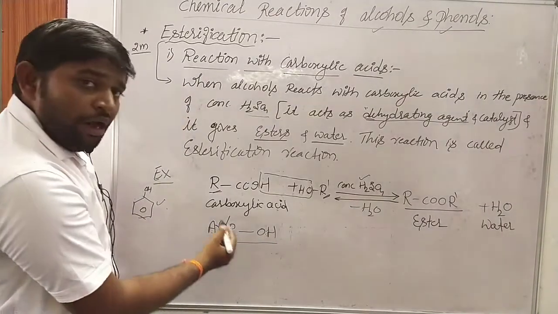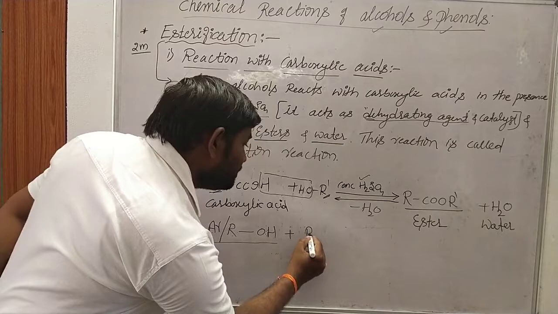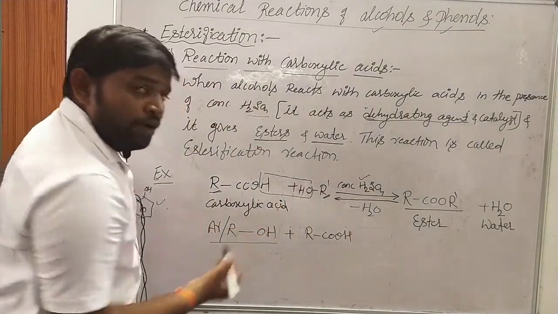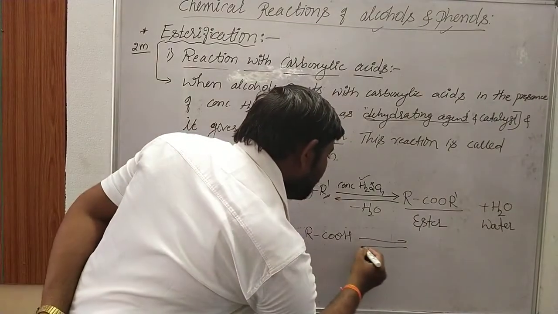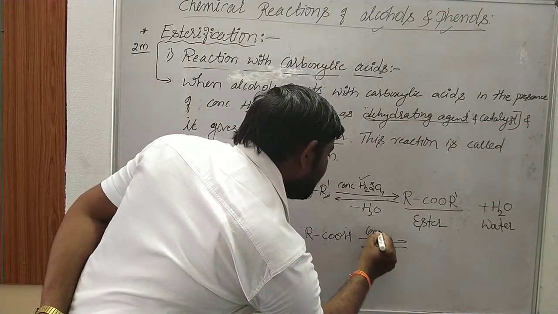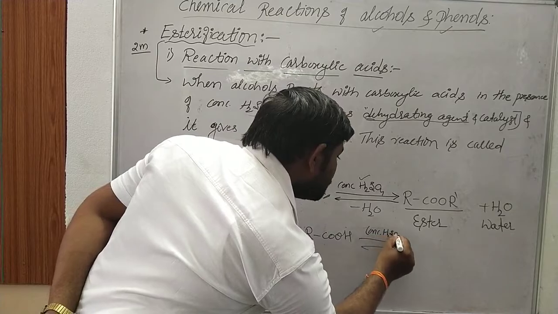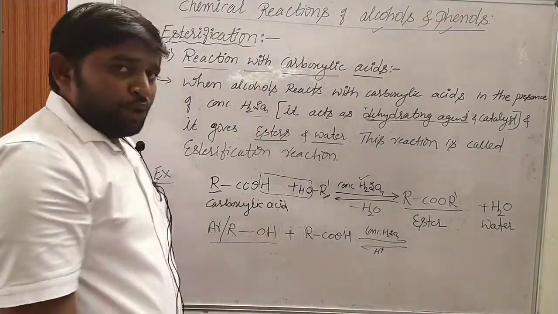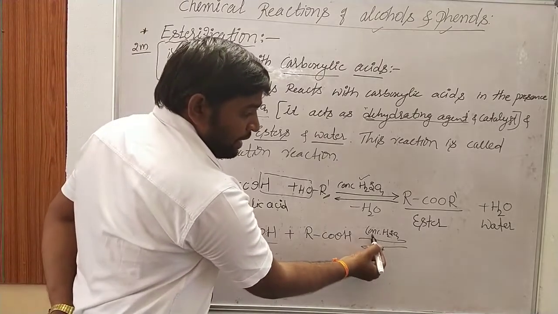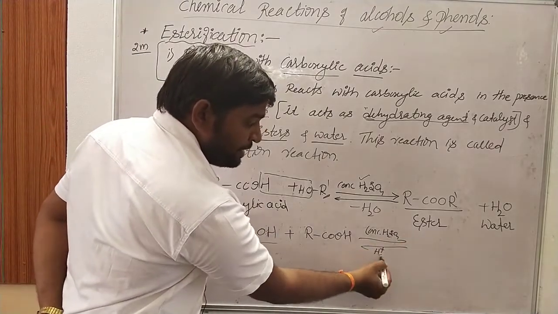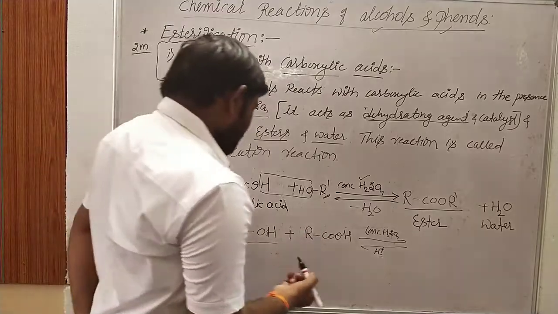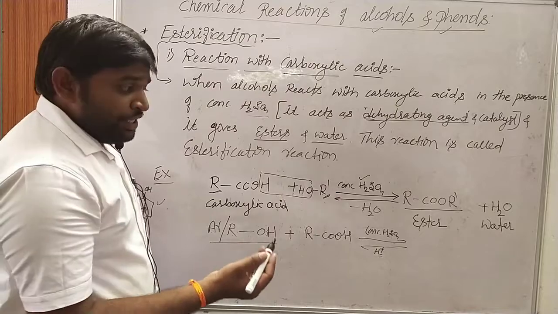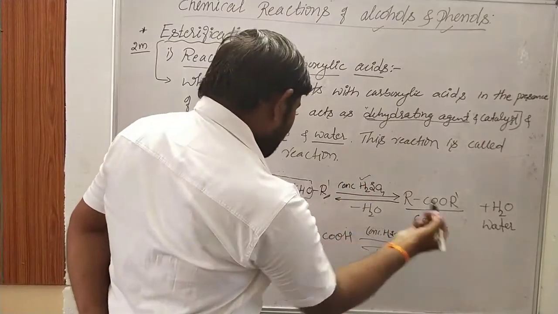When this alcohol or phenol reacts with carboxylic acid, RCOOH, in presence of concentrated sulfuric acid, this can also be represented as H plus ion. That H plus ion is nothing but the acidic proton. So we may represent concentrated H2SO4, or else only the H plus proton. This leads to the formation of esters and elimination of water molecule.